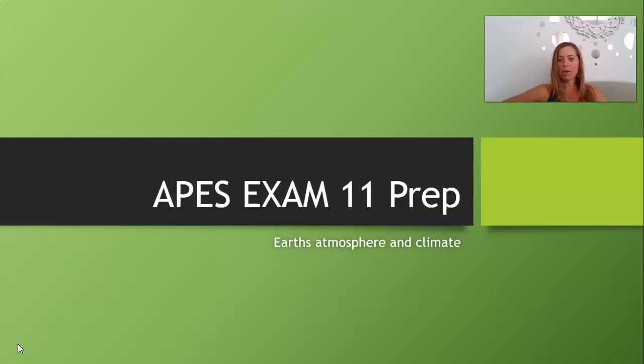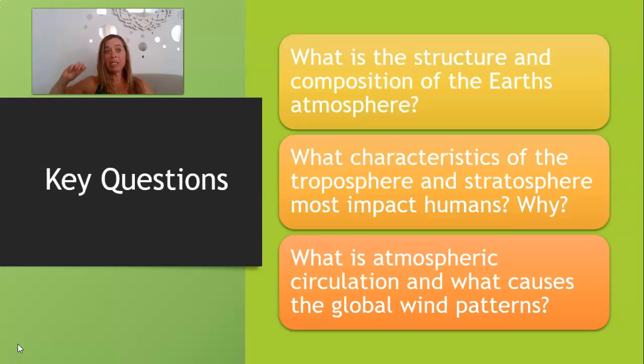We're going to be talking about Earth's atmosphere and climate. In this first part, we'll be tackling three major questions. What is the structure and composition of the Earth's atmosphere? What characteristics of the troposphere and stratosphere most impact humans? Why? What is atmospheric circulation? And what causes the global wind patterns?